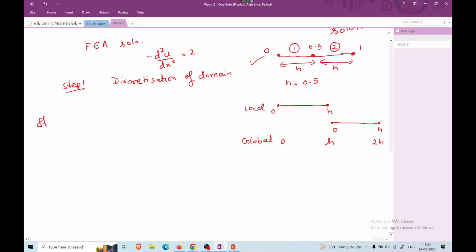So step 2 is the assumption of interpolation function. We are going to use linear interpolation. So what is linear interpolation?